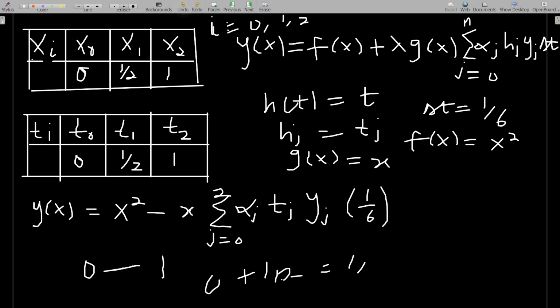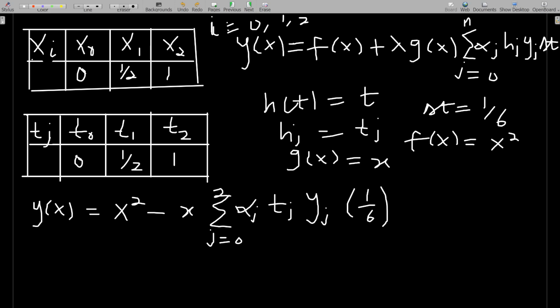So this means that these are my specific xi's. X naught is that, x1 is that. So we come to the tj's. t naught is 0 from the same limits. Then we add half to 0, you get half, and then you add half to half, you get 1. I hope you get this.